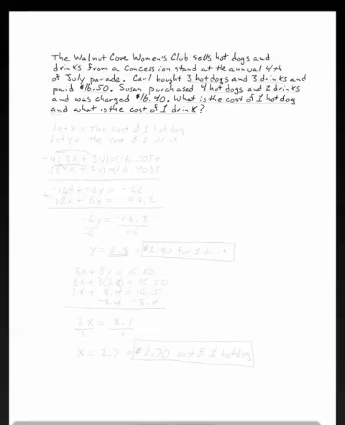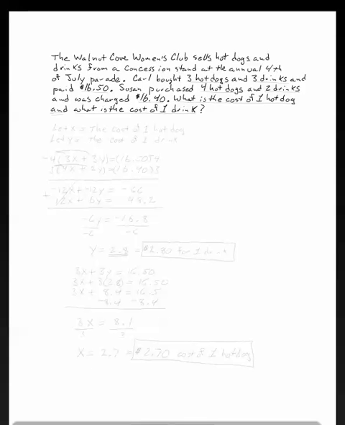So this problem says the Walnut Cove Women's Club sells hot dogs and drinks from a concession stand at the annual 4th of July parade. Carl bought 3 hot dogs and 3 drinks and paid $16.50. Susan purchased 4 hot dogs and 2 drinks and was charged $16.40. What is the cost of 1 hot dog and what is the cost of 1 drink?